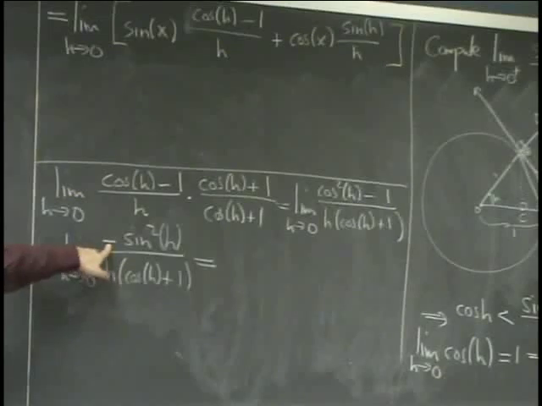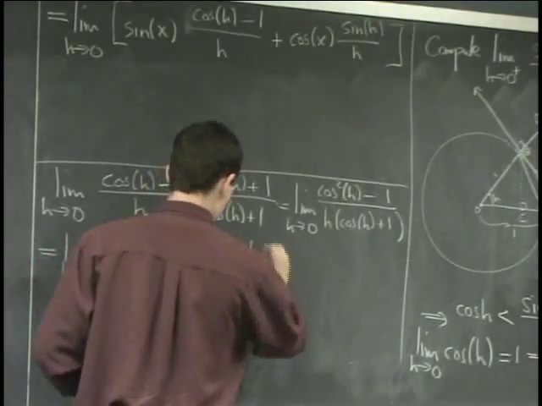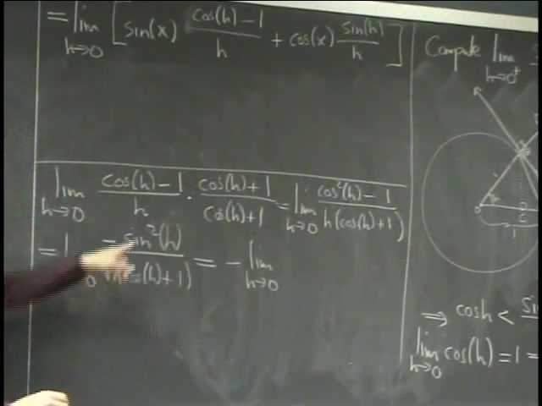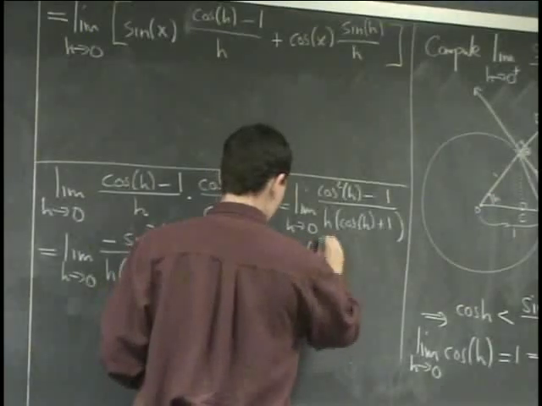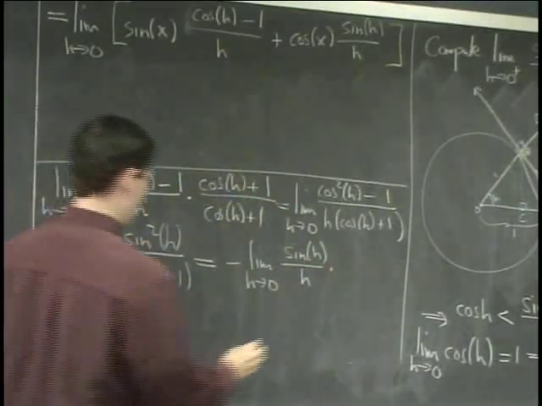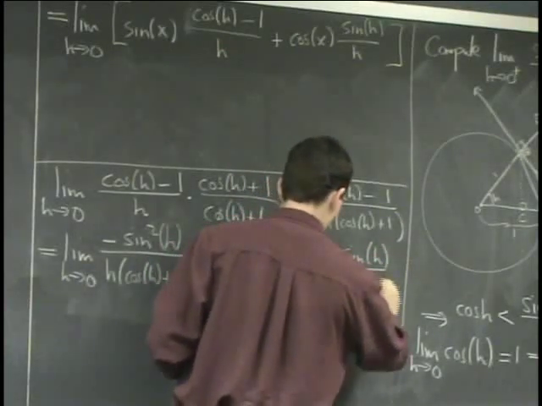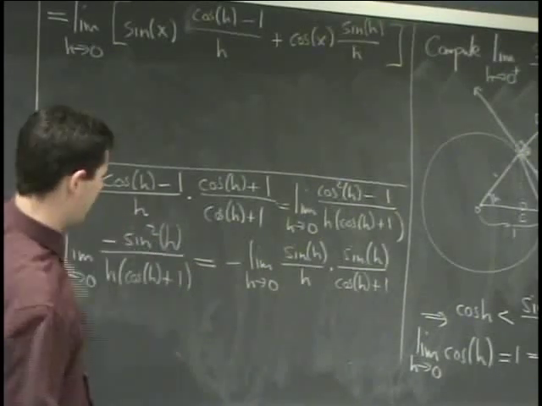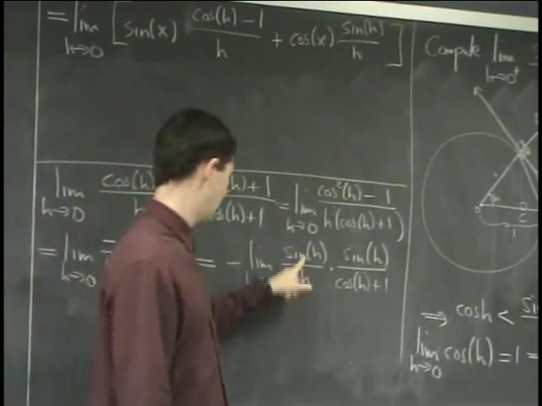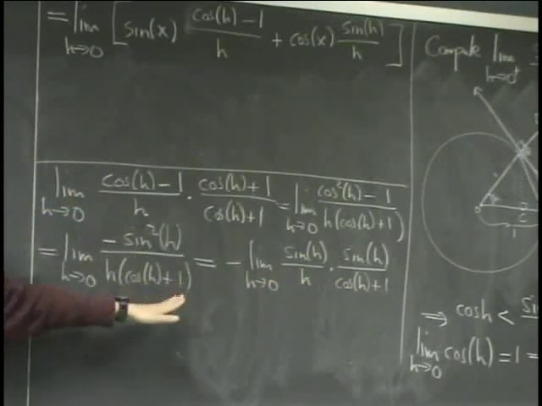All right. First, I have a minus. I claim I can pull that out. Now I'm going to split this up into two fractions that get multiplied together. First one is going to be sine of h over h, times sine of h over cosine of h plus 1. I haven't done anything other than taking this fraction. A minus came out, but we're not worried about that with limits so much. And if you multiply those, you get exactly this after the minus sign.